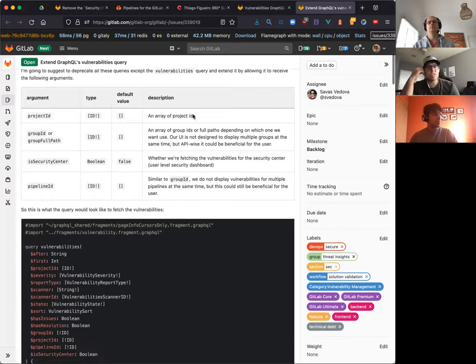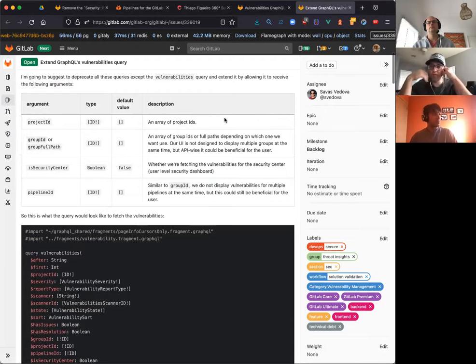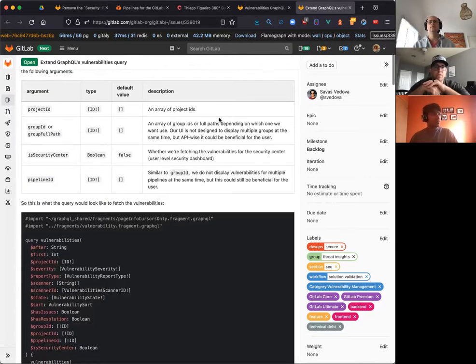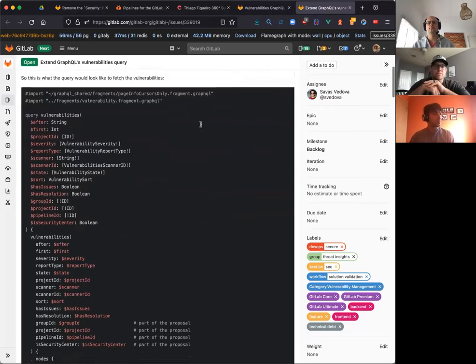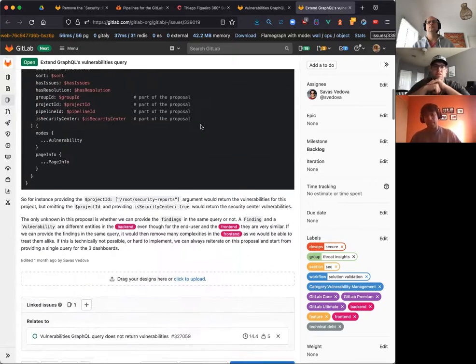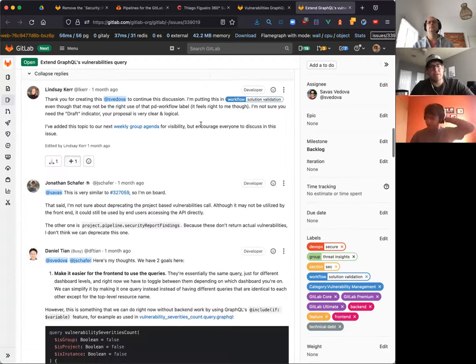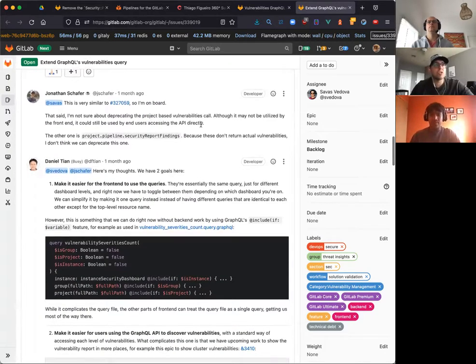What Savash is recommending is using that top level vulnerabilities call there to have a security center flag, which is actually something I had suggested in the other one. But being able to put project ID and group ID, and it would remove the constraint of the top level vulnerabilities call being only for instance security center. So I don't think it's too different than my initial suggestion on that first issue.